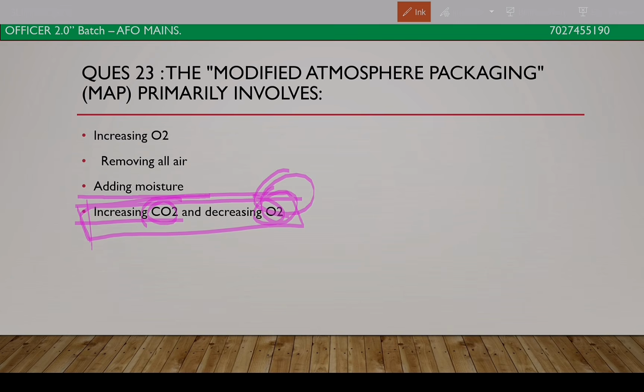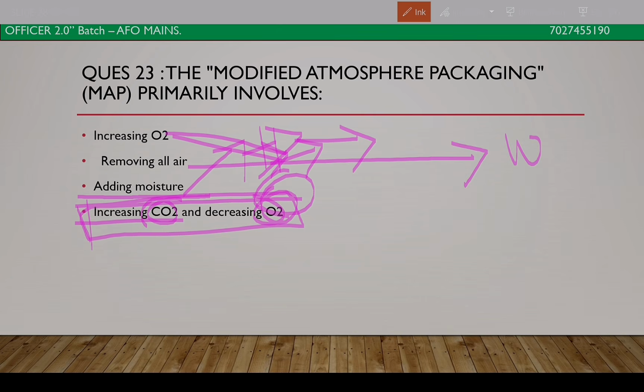Adding moisture will result in an increase of humidity, which will lead to fungal disease. This also leads to respiration, enhancing the ripening of the fruits, and removal of air will make the surrounding a vacuum, which will deteriorate the taste.